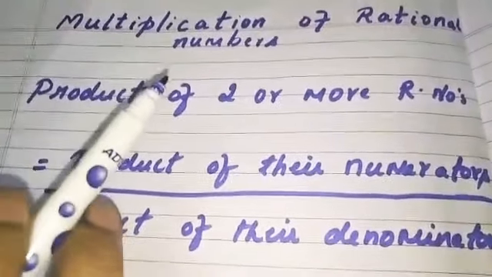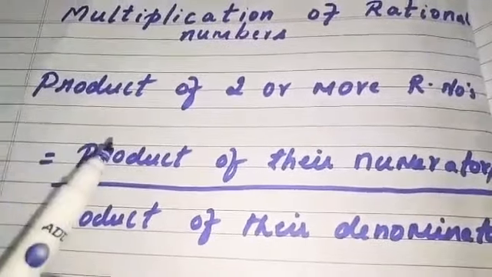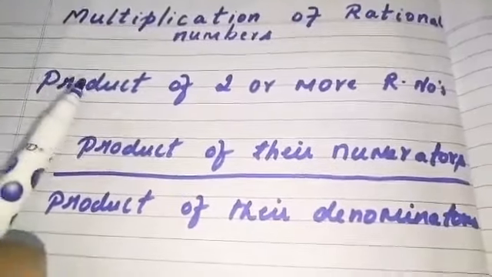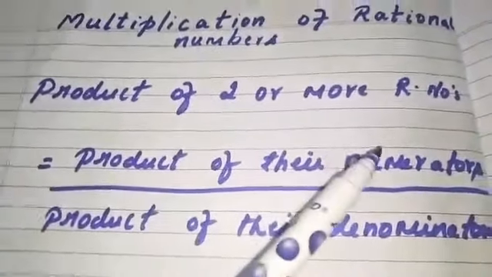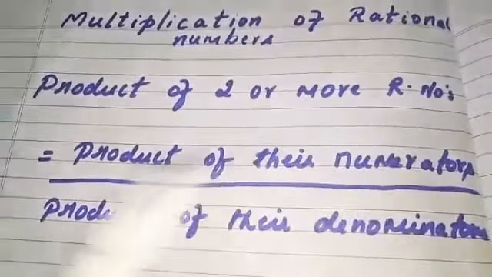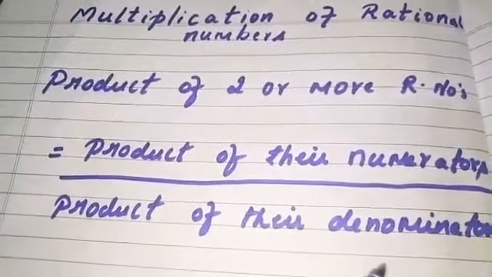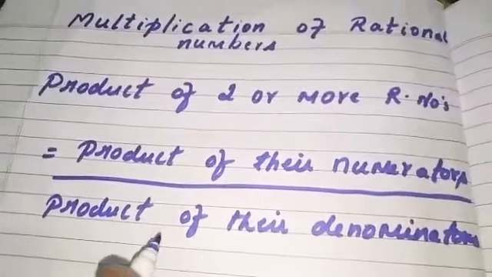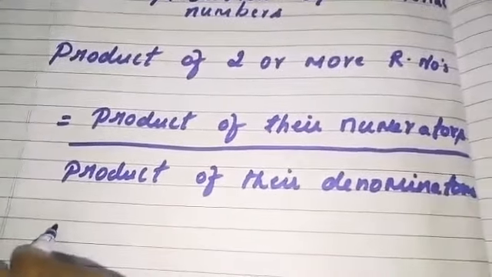About multiplication of rational numbers. If we have a product of two or more rational numbers, then the formula is the product of the numerators divided by the product of their denominators. Let's quickly do a few sums.